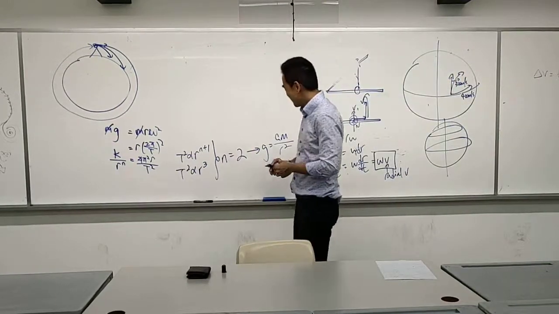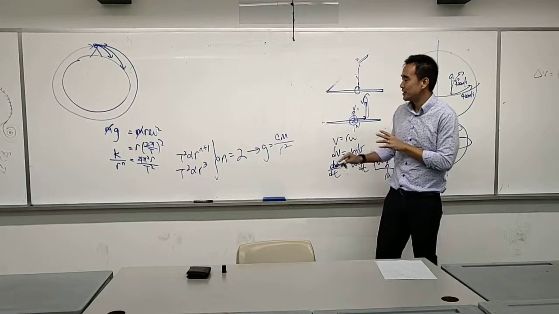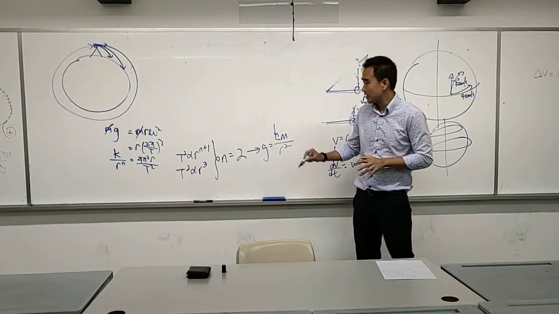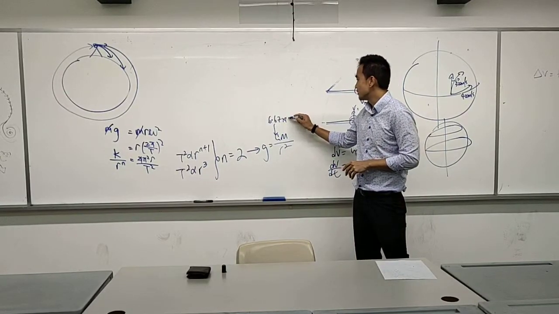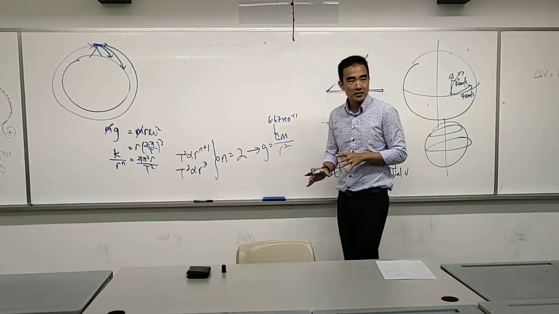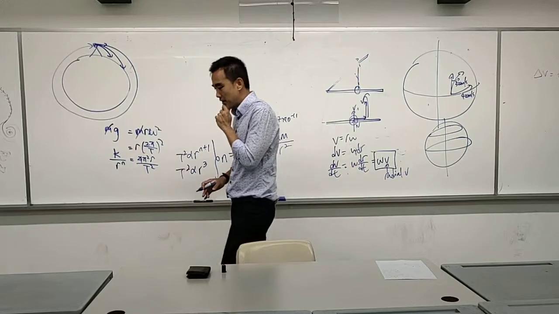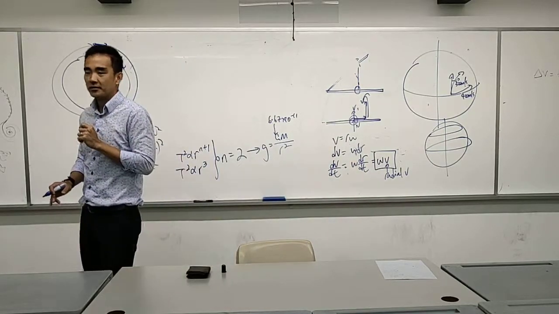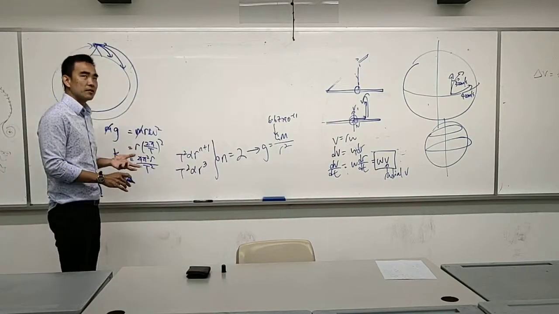I hope I'm not confusing you. So K is G times M. G is called the universal gravitational constant. It's 6.67 times 10 to the power of minus 11. And how do you get this? What this person at Cambridge University did, called Cavendish, the laboratory is named after him.